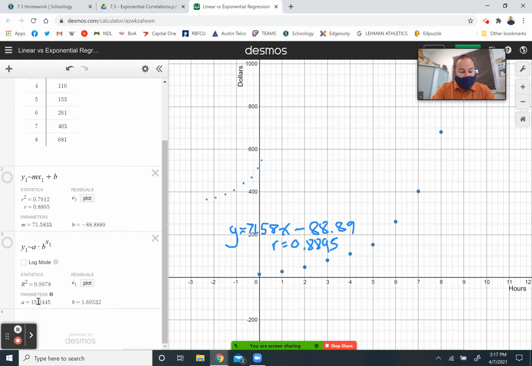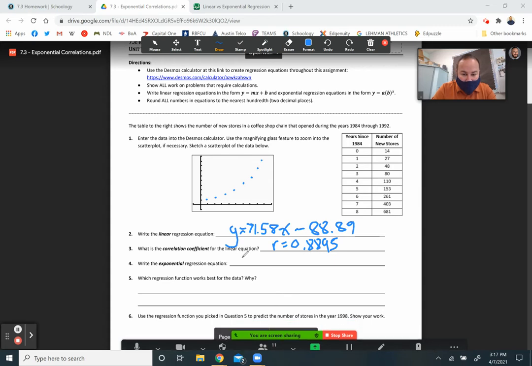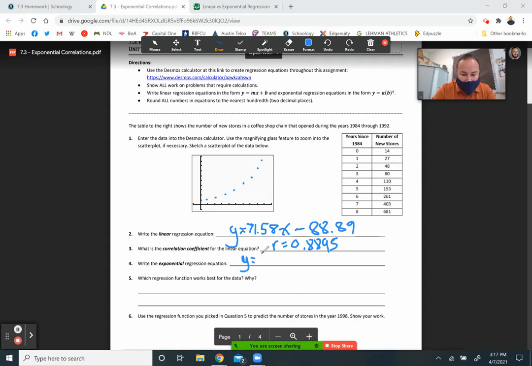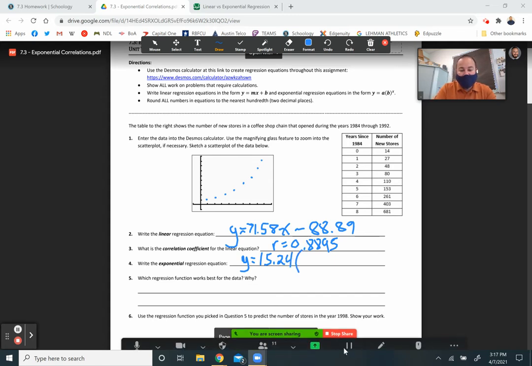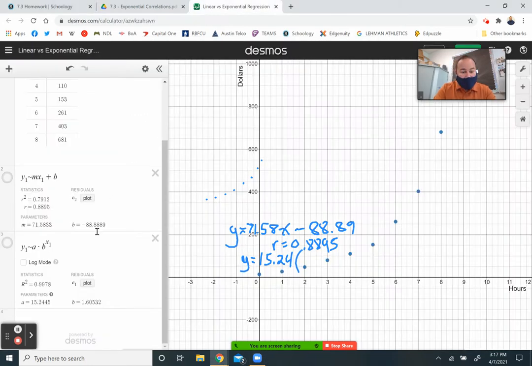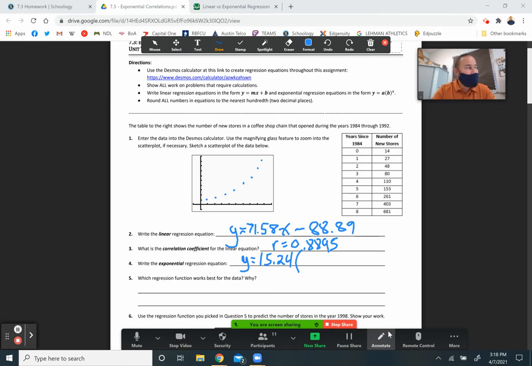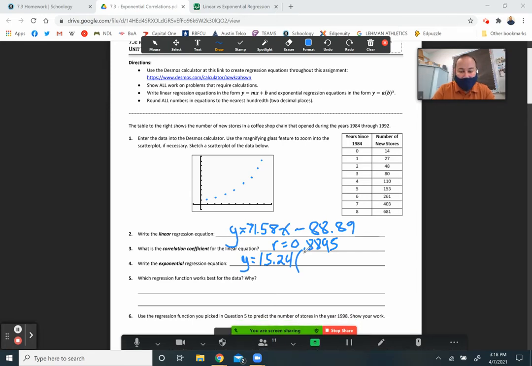So a is 15.24. So I'm going to write y equals 15.24. I'm going to open parentheses. And b is 1.6061. Which one is it? 1.61.